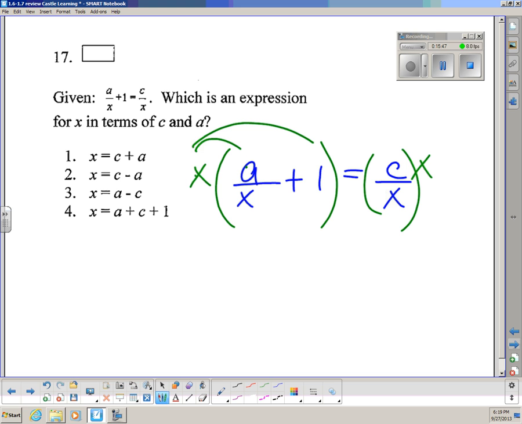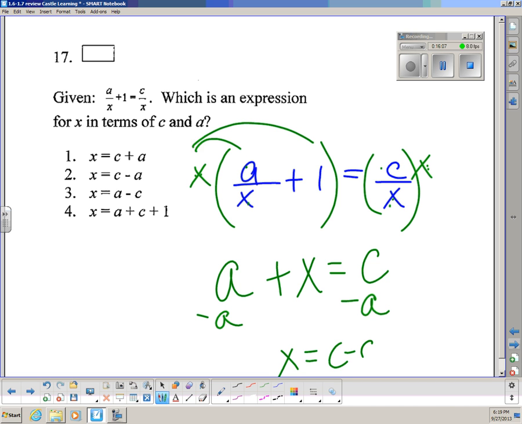X times a divided by x. Well, x divided by x is 1. 1 times a is a. So out of that, we just get an a. Plus x times 1 is x. And the x's here also cancel. X divided by x is 1 times c is c. One more step to get x by itself. We'll subtract a from both sides. And so x is now c minus a.